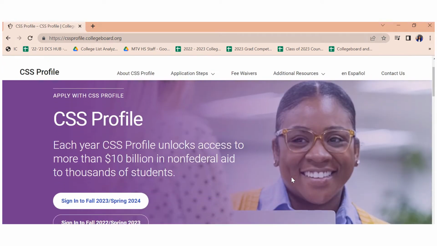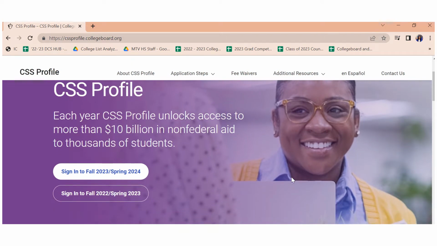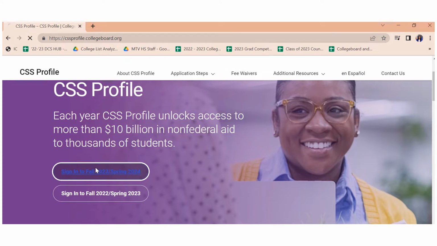And that will take you to the page where you will get started on, just like when you did the FAFSA, you are signing into the fall 2023, spring 2024 CSS profile. Do not select this lower one. That is for students who are currently in college or who are planning to start this spring. So you are selecting the 2023-2024 CSS profile, and you will go ahead and click on that to get started.